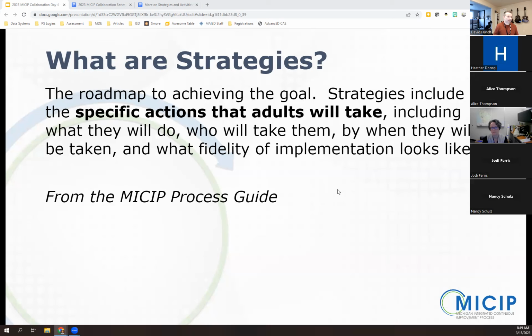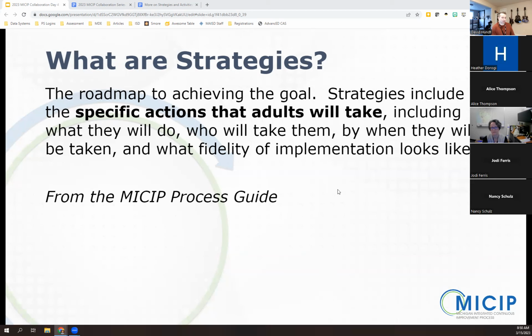So just a quick reminder, a lot of times when I'm working with folks on this, and sometimes even when I'm trying to work on it myself, figuring out the difference between a strategy and an activity can be a little bit challenging. A lot of times somebody will say, okay, I think we should do this. And it's like, well, that's really more of an activity. And so it can actually get you bogged down a little bit. So I like to look back at the definition for this.